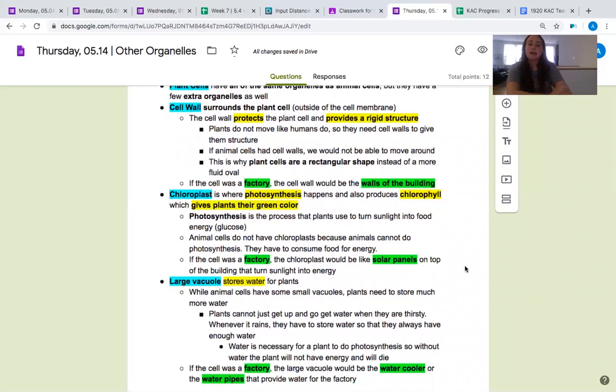Animal cells do not have chloroplasts because animals cannot do photosynthesis. We have to consume food for energy. If the cell was a factory, the chloroplast would be like solar panels on top of the building that turn sunlight into energy.